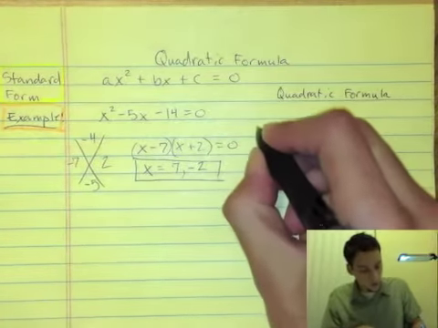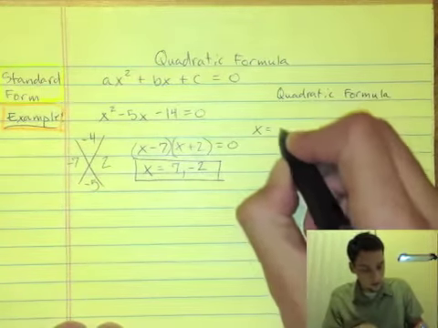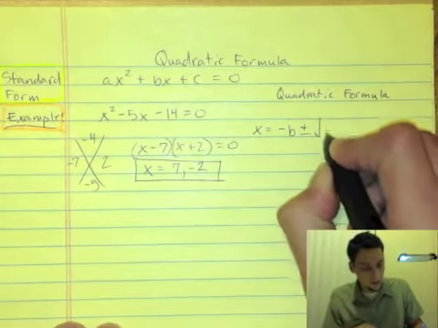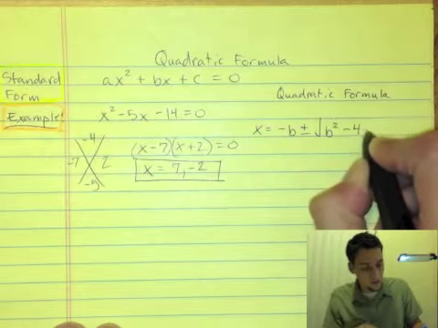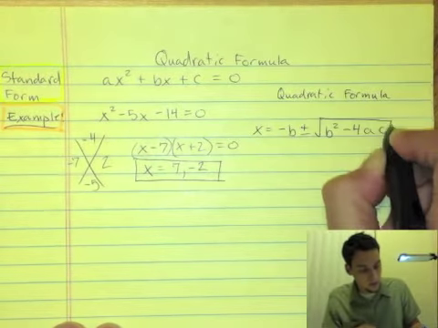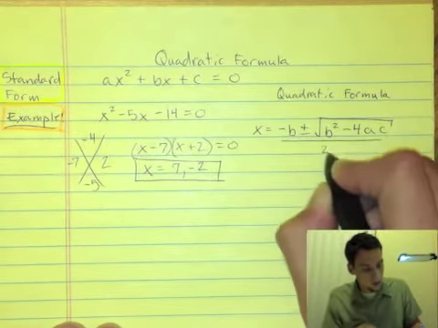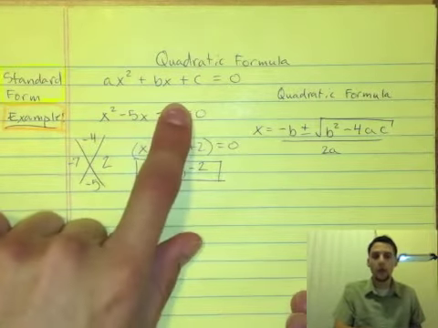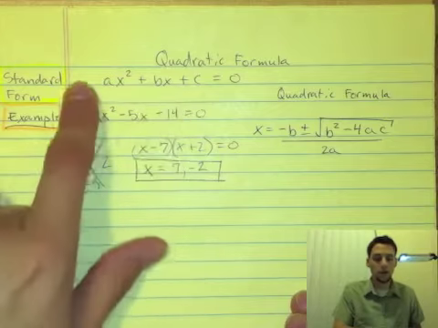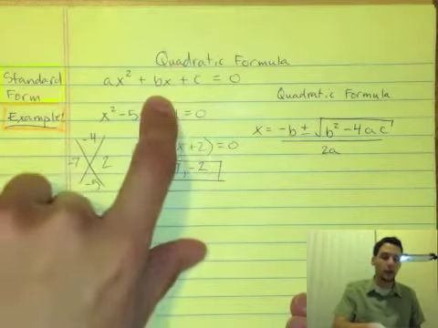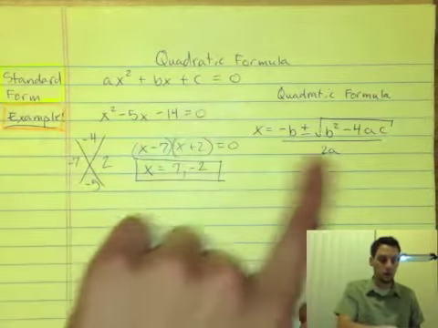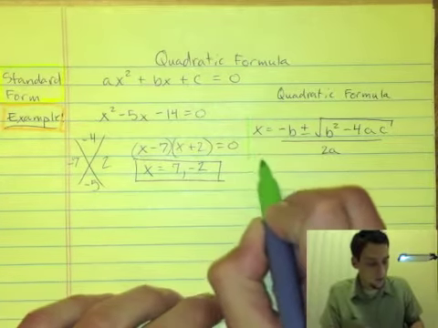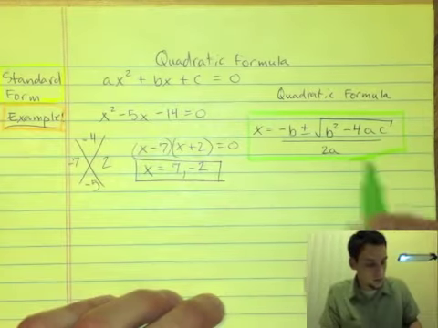So it is the opposite of b plus or minus the square root of b squared minus 4ac, all divided by 2 times a. The a, b, and c come from the quadratic equation in standard form. They are the coefficients of the x squared term, the x, and they are the constant. So we will get the a, b, and c from your quadratic equation.